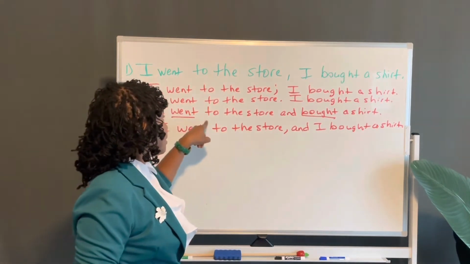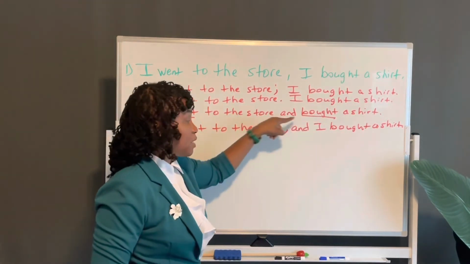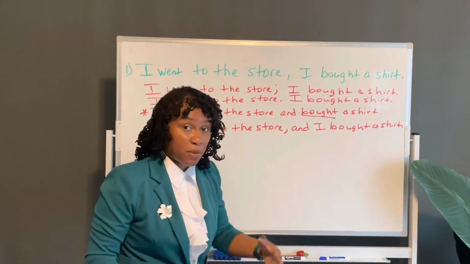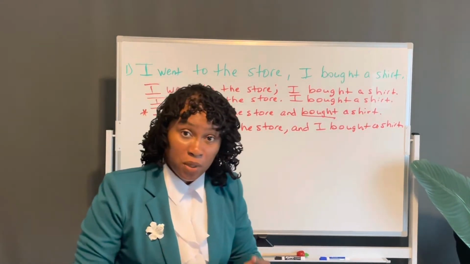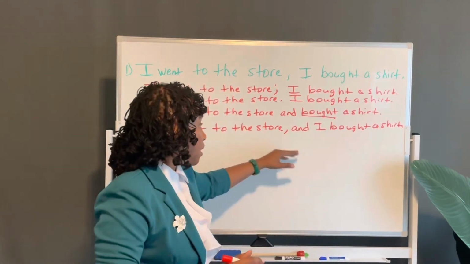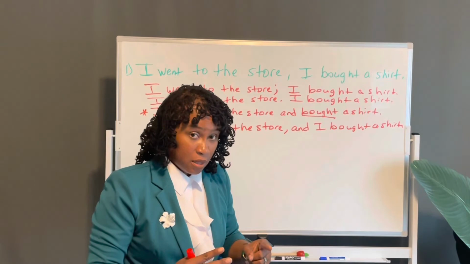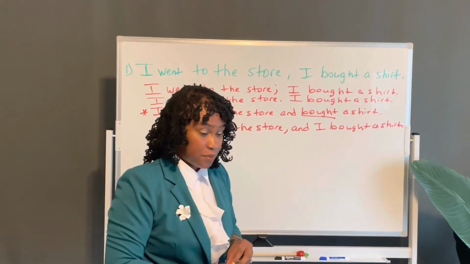Okay? So I went to the store and bought a shirt. That's a simple sentence. Whereas I went to the store and I bought a shirt is a compound sentence. Compound means 2. So that means you're combining 2 sentences with a conjunction and a comma.